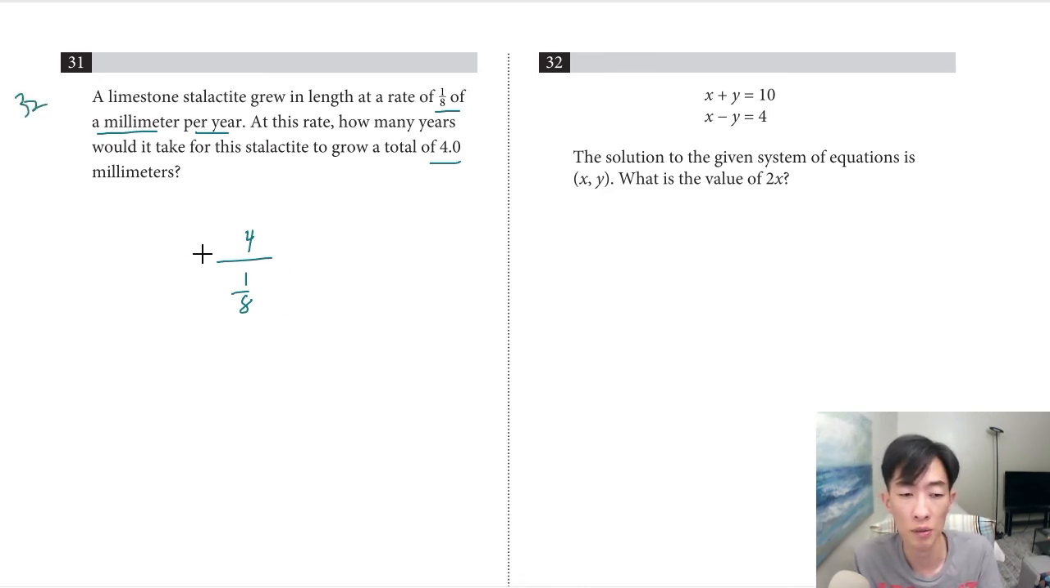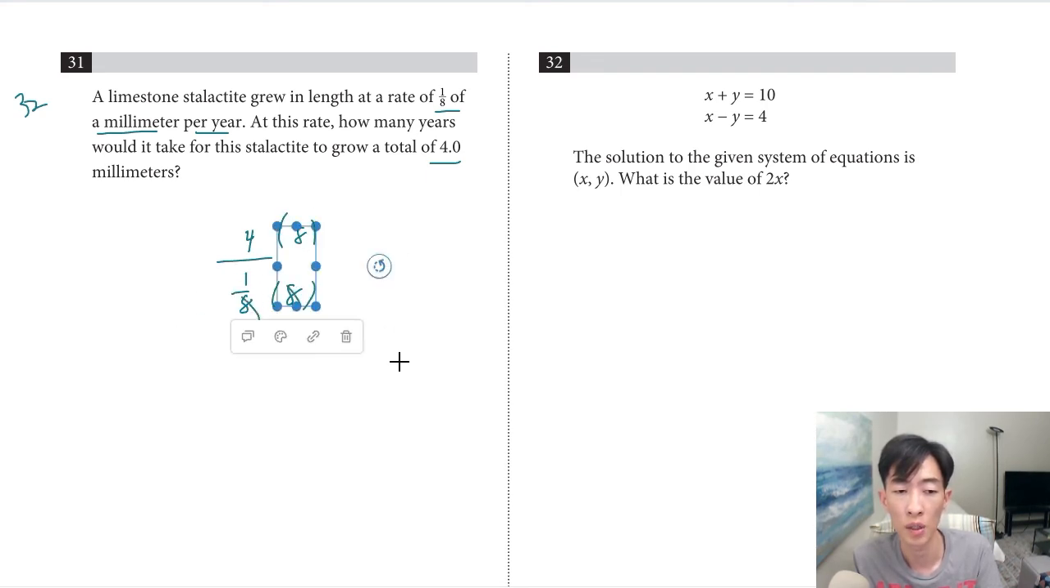I like to simplify my complex fractions by taking the least common denominator of top and bottom. Why? Because when I multiply by 8, top and bottom, the 8's divide out, and so 4 times 8 becomes 32.